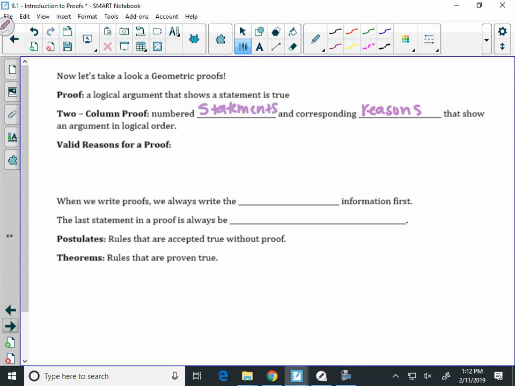Valid reasons for proof. Again, your reasons are backing up why you're arguing something is true. Okay, it's like your evidence. It's like when you cite something in a paper. Okay. Oh, I quoted this because it was in this text. Okay. That's kind of what reasons are. Okay. You can use definitions. You can say something is true based off its definition. Okay. You can use those properties of equality we just talked about.